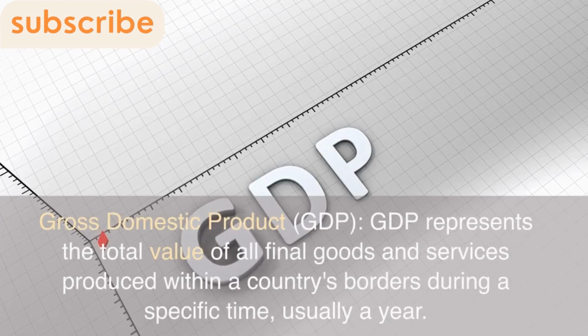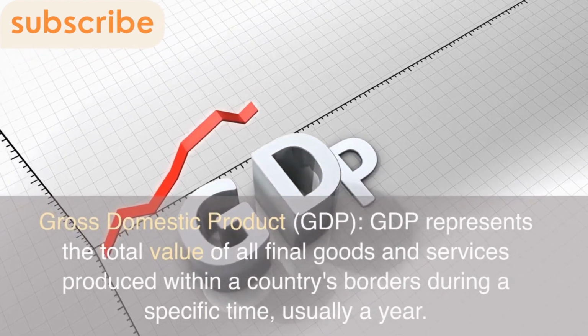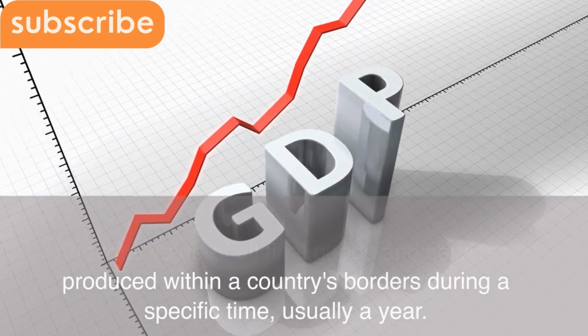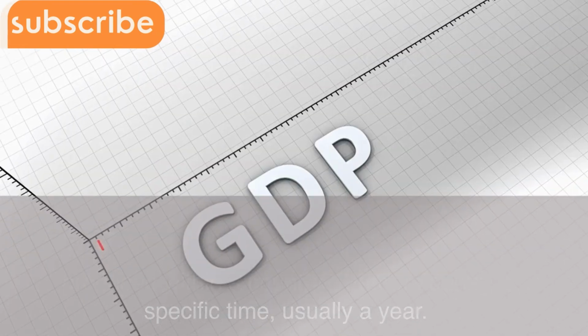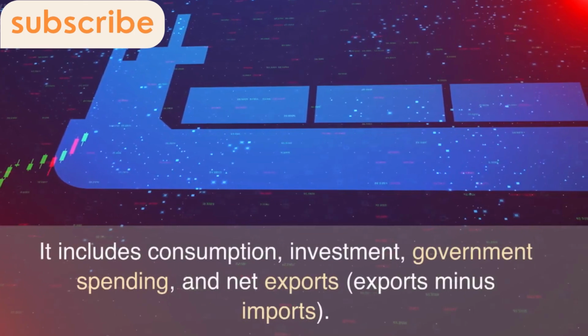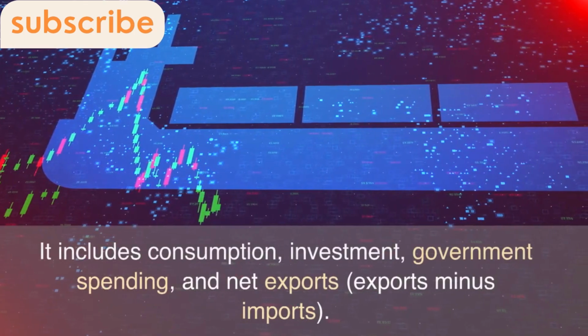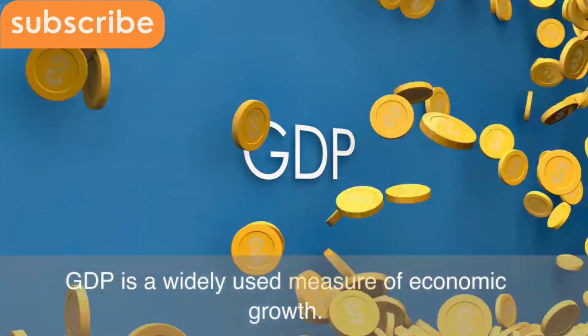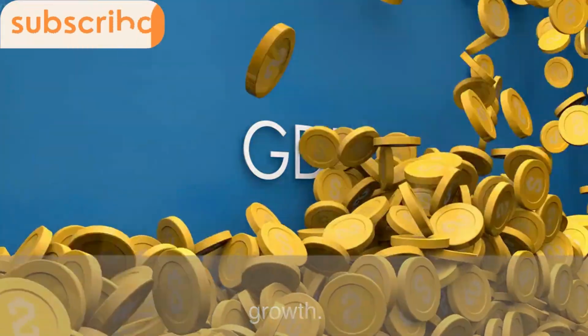Gross domestic product, GDP. GDP represents the total value of all final goods and services produced within a country's borders during a specific time, usually a year. It includes consumption, investment, government spending, and net exports, exports minus imports. GDP is a widely used measure of economic growth.